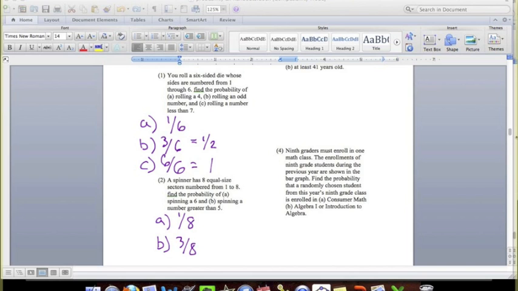Are we going to be working with problems where the sectors aren't equal size? No.